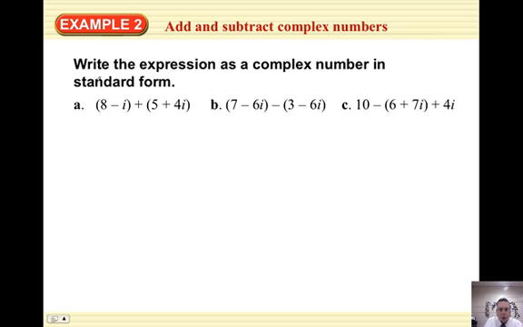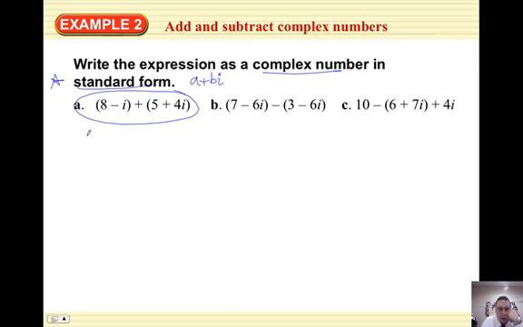Write the expression as a complex number in standard form. So this is important. You should be thinking a plus bi. It has to be a plus bi. Basically, look at it. This is a binomial plus a binomial. It's kind of like if these two are x's, just put them together. We can't do anything with this. Can't do anything with this.